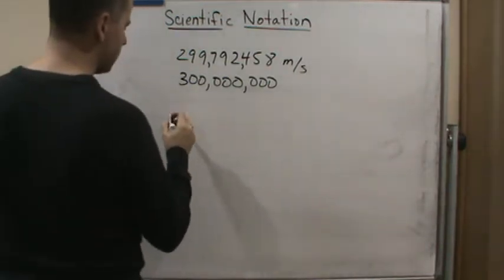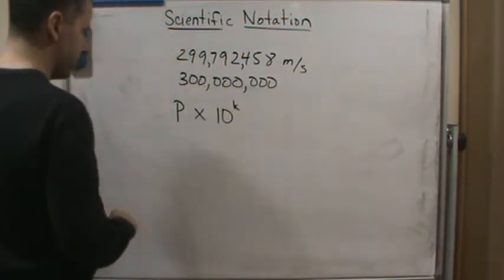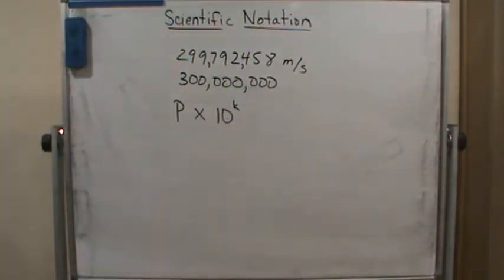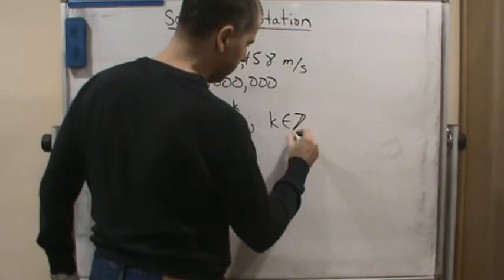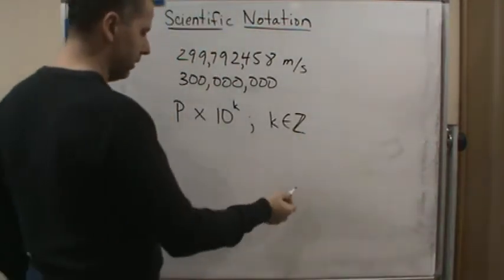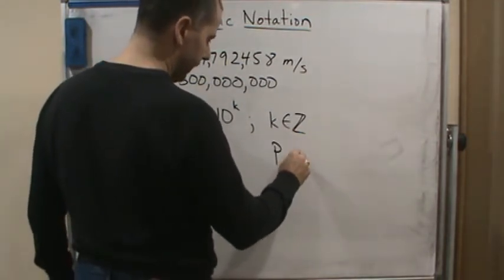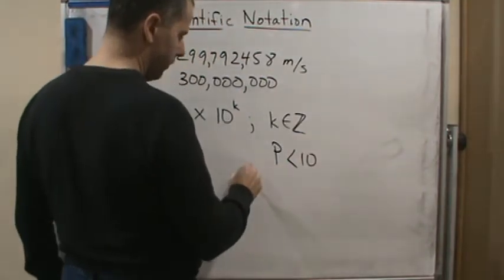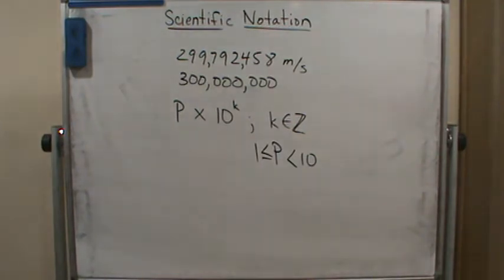Okay, so here's what scientific notation means. Scientific notation is in the form of p times 10 to the k power, where k is some integer. This is just the symbol for integer. And then p is less than 10 and greater than or equal to 1.